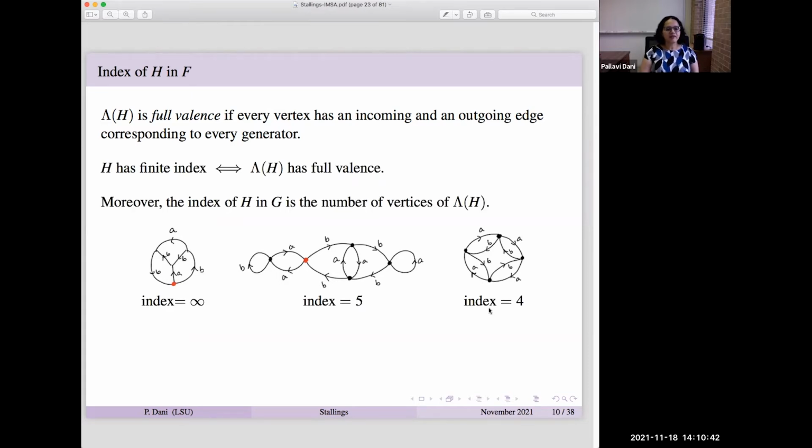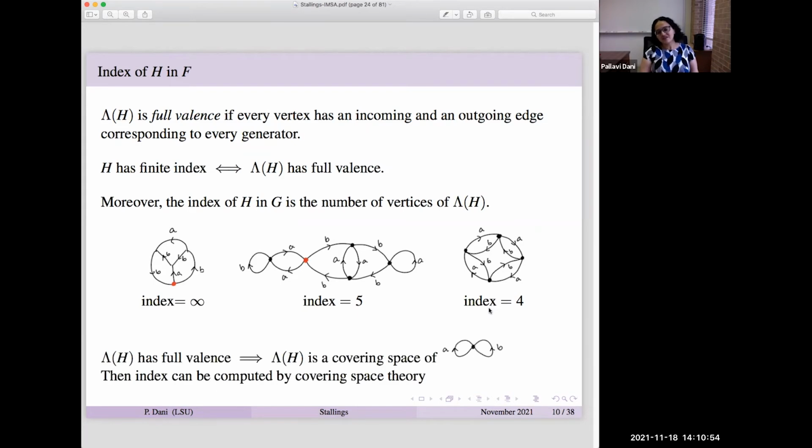And so it turns out that the subgroup has finite index if and only if this lambda H has full valence. And moreover, the index of H is just the number of vertices in lambda H. And this is just coming from covering spaces. So if this graph has full valence, then lambda H is actually a covering space of the rose graph with labels A and B. And so the index then can be computed because it's a covering space.